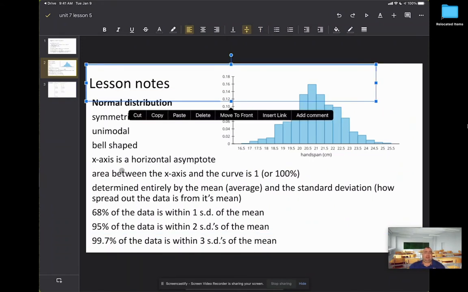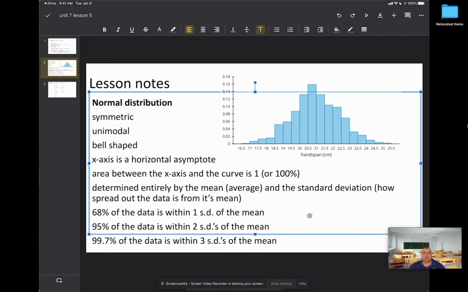The x-axis is what we call a horizontal asymptote. What that means is that the graph gets infinitely close to the x-axis but never actually touches it. The area between the x-axis and the curve is 1 or 100%. In other words, if I were to find the area of this blue shaded region here, it would be approximately equal to 1 or 100%.